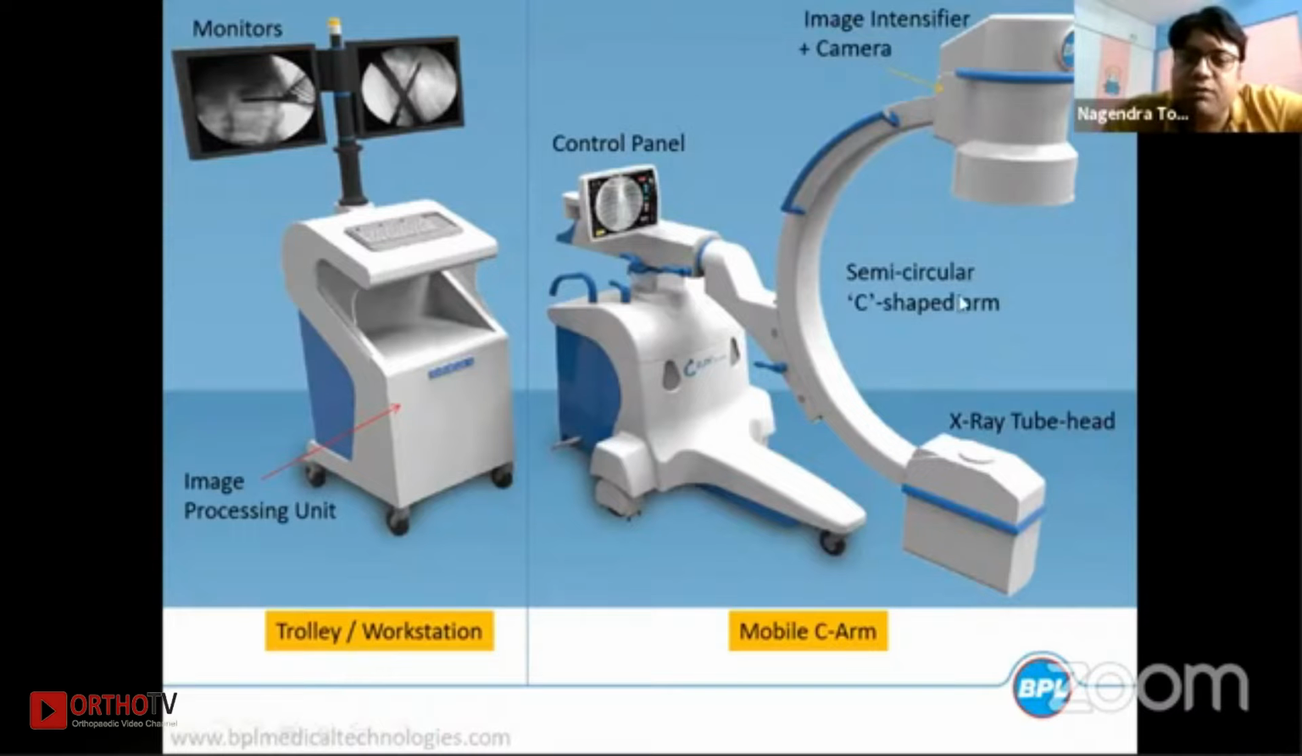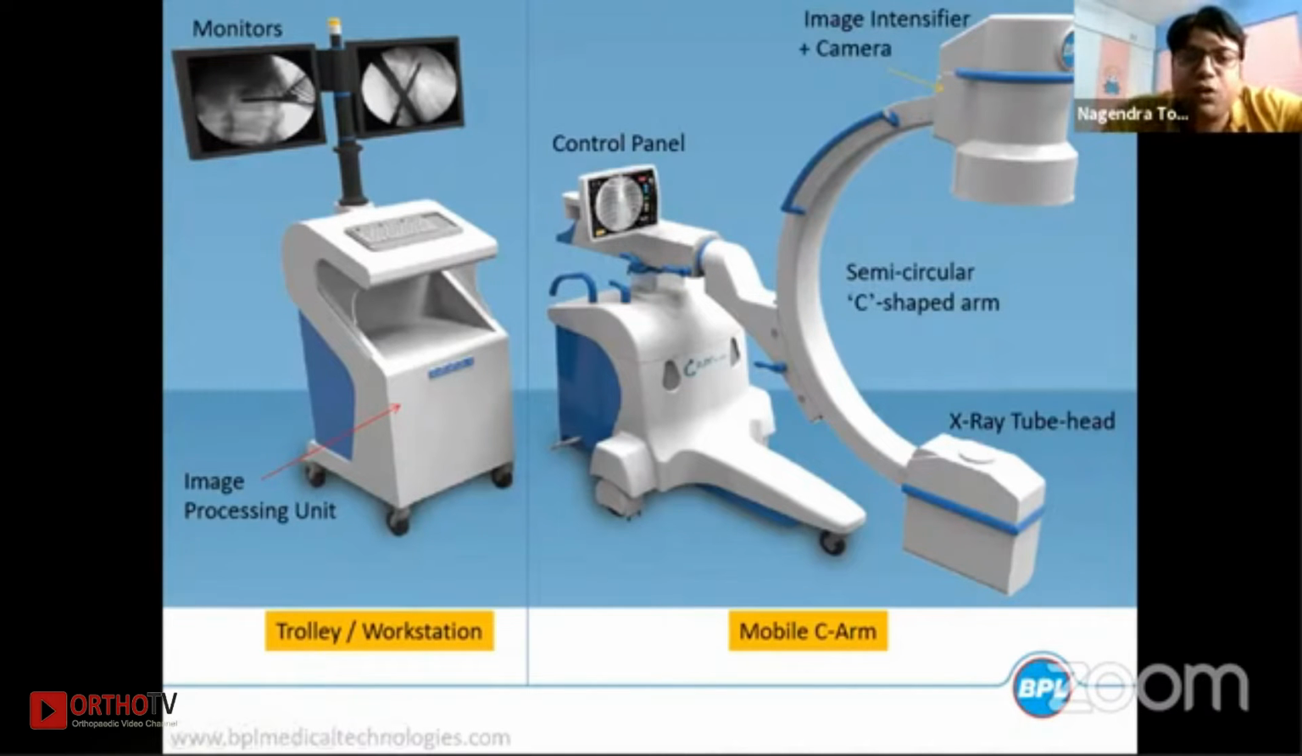And why we call it a C-arm: basically, you can see there is a C-shaped semicircular arm, and on top of that you will have the image intensifier and camera, and at the bottom you will have the X-ray tube head, or we call it the monoblock. On the left side, you will find two monitors. One is for live fluoroscopy, and the other is for the reference image. You will have an image processing unit. And in some C-arms, you will have a display on the control panel as well. So in total, you get 3 displays in some C-arms.